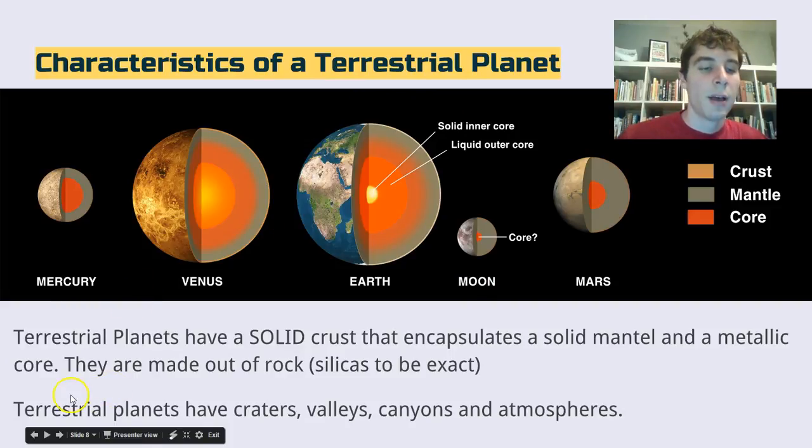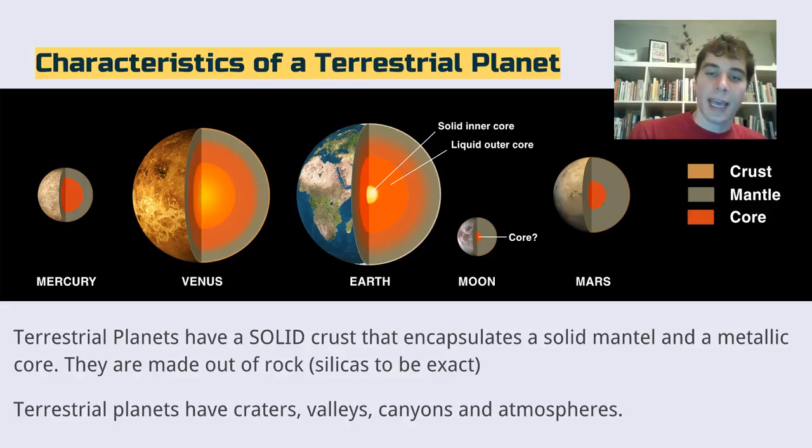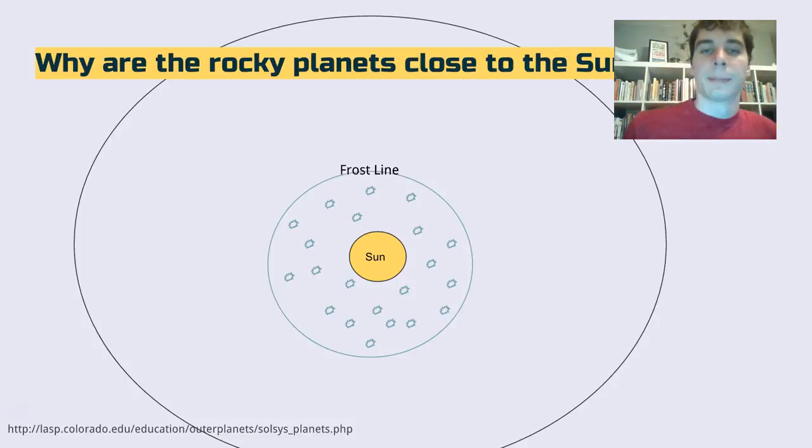Last but not least, all terrestrial planets on the surface are going to have things like craters from impacts. They're going to have valleys and canyons and atmospheres. That's what makes something a terrestrial planet. Made out of rock, has a solid crust on the outside, and it's got craters, valleys, canyons, and atmosphere.